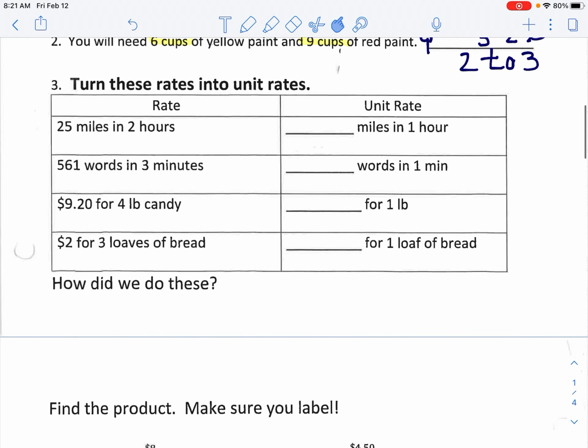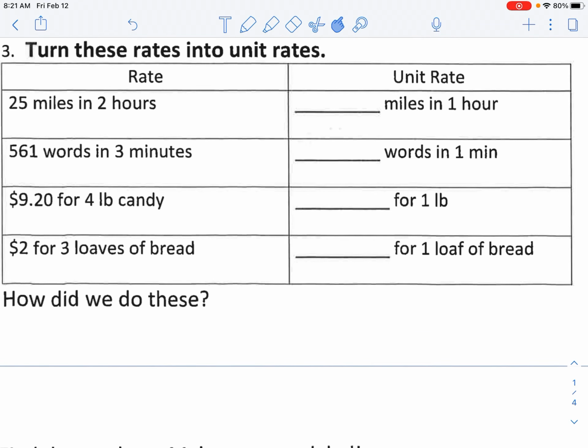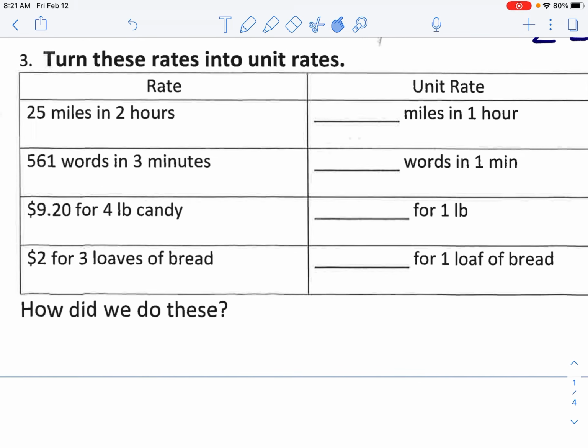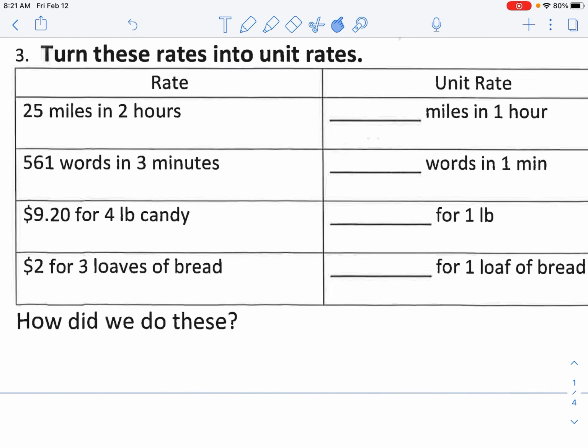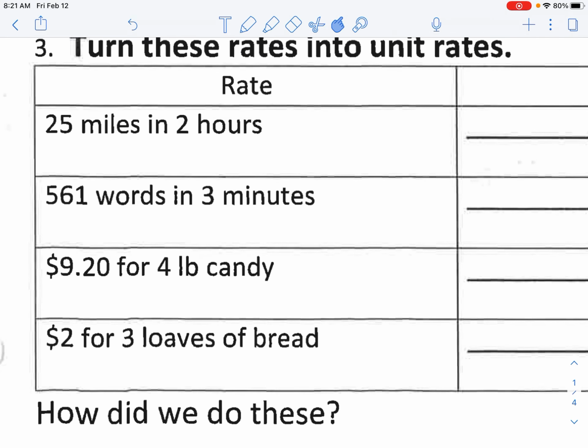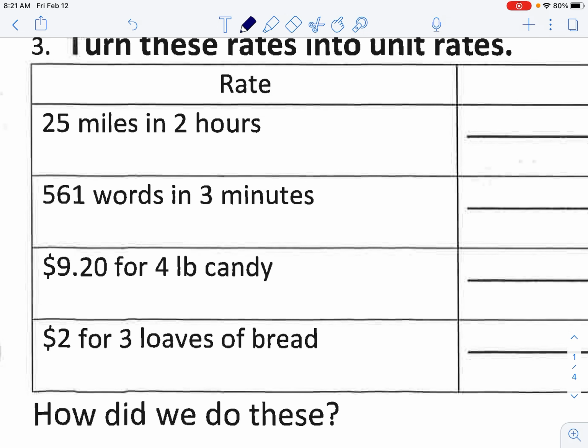Okay, so we're going to do some practice with unit rates. So to find the unit rate, you're going to divide the numerator by the denominator. So I'm going to enlarge this just a little bit so I've got some more space to write. So 25 miles in 2 hours. So my original rate is 25 to 2. You're going to show me that you're dividing the numerator by the denominator.